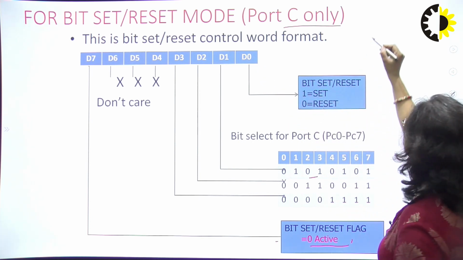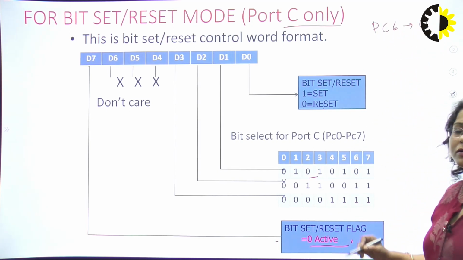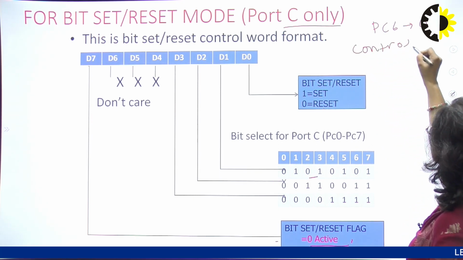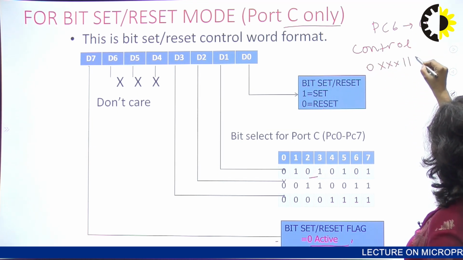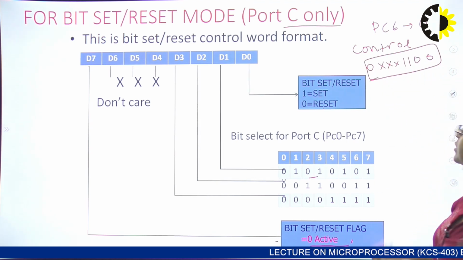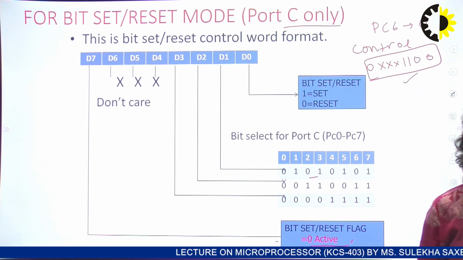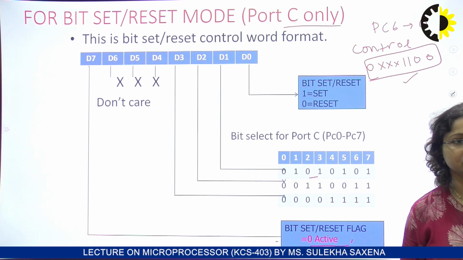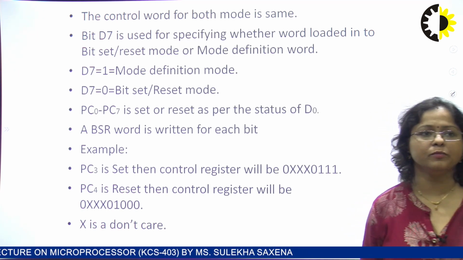So if we have to reset PC6, considering an example, the control word will be 0, then next 3 bits are don't care. To select PC6, next is 110, and last is 0. So to reset PC6, the required control word is 0, 3 don't care, then for 6 it is 110, and to make it 0, the last bit will be 0. So the control word format for both modes is the same.